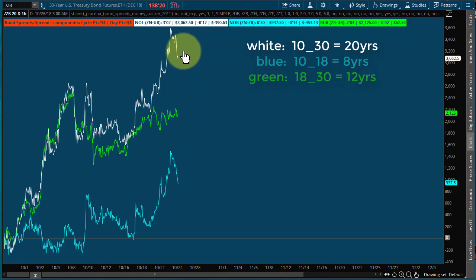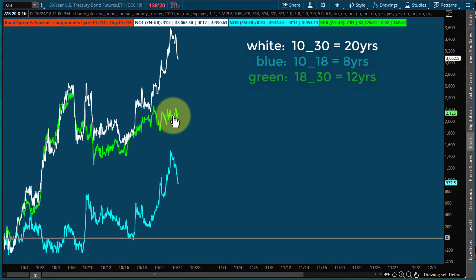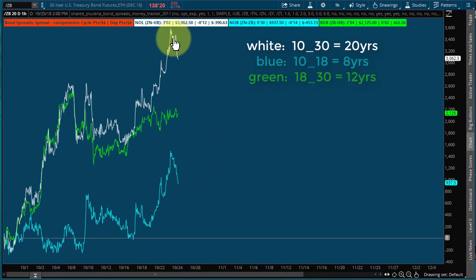So think of it as the white line comprises the green line and the blue line. If this white line goes way, way up higher, these two inevitably have to follow because, again, green plus blue equals white. It's a part of it.